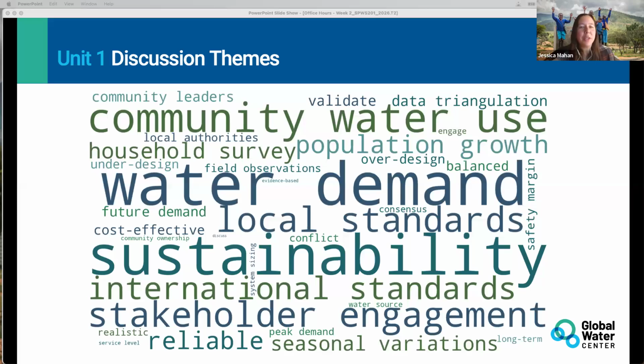I just thought that would be interesting for us all to look at for a moment, to see the major themes. Of course, water demand is the biggest theme, because that's what we're talking about in Unit 1. But as far as what everybody had to say about what actions they would take and the implications of those actions, these are the major themes. So sustainability, everybody's very big on sustainability, community water use, stakeholder engagement. I love to see that one so big.